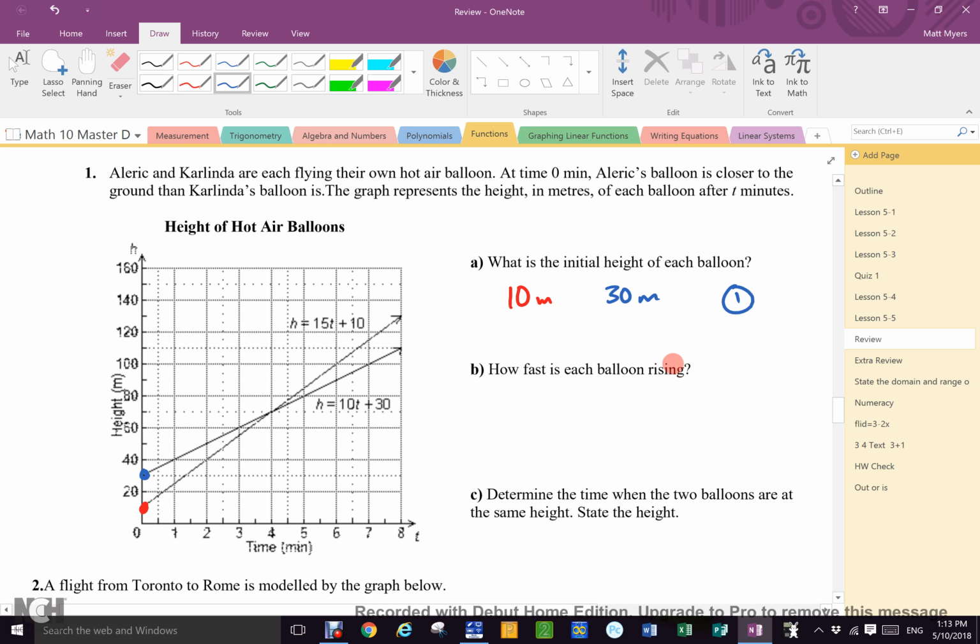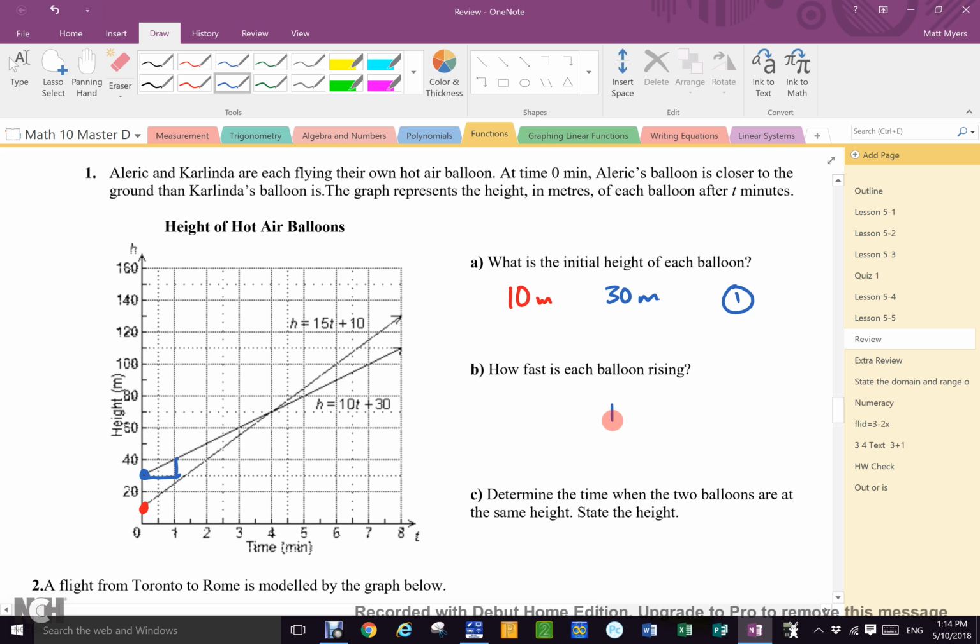How fast is each balloon rising? There's lots of ways you could answer this. There's the best way as well. What's the best way? How far it's going up in how many minutes? 1 minute, or how far it's going up in hours. That's the best way. But as long as you have a distance and a time that works, you're getting your full marks. So for example, this one in 1 minute goes up 10 meters, correct?